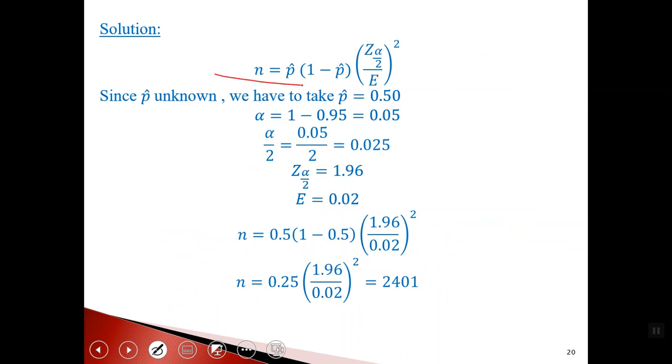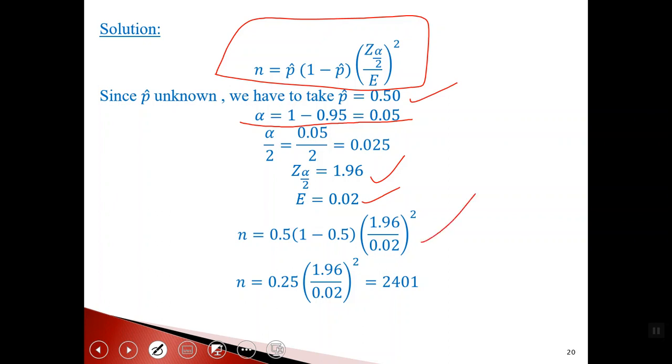How do we solve it? Get the formula, this is your formula, and plug in the values. You know alpha is 0.05, so z alpha over 2 is 1.96. E they have given as 0.02. Sorry, I forgot, p hat is 0.5, you guess it. So plug in the values and round it up. I think this is 2,400.7 or something like that. So round it up.